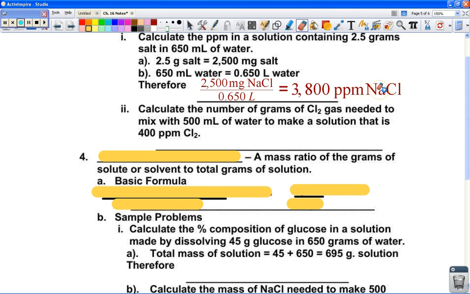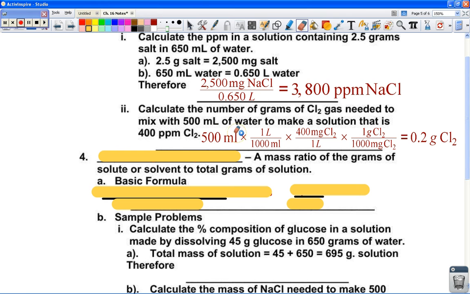Of course we can always do another kind of equation where we give you the parts per million, and you have to figure out one of the other things. So we're going to calculate the number of grams of chlorine gas needed to mix with 500 milliliters of water to make a solution that is 400 ppm Cl2. Well, just like on the previous equation where we start with the conversion factor, we're going to take the 500 milliliters of water and then use the conversion factor to figure out the number of grams. And that looks like this.